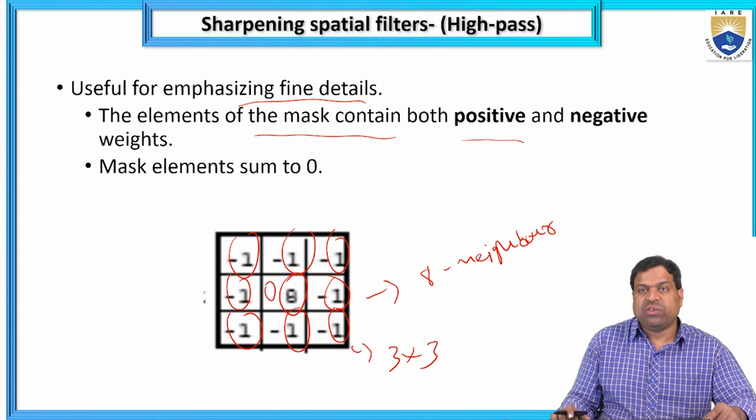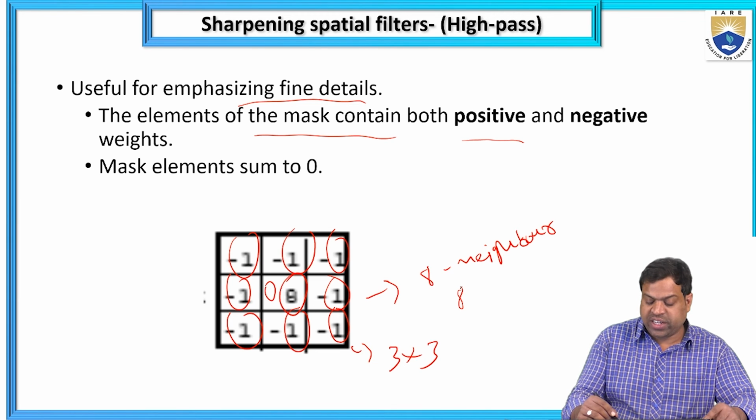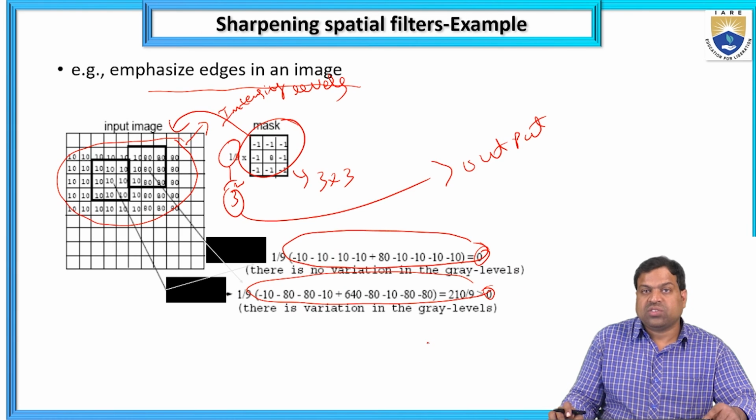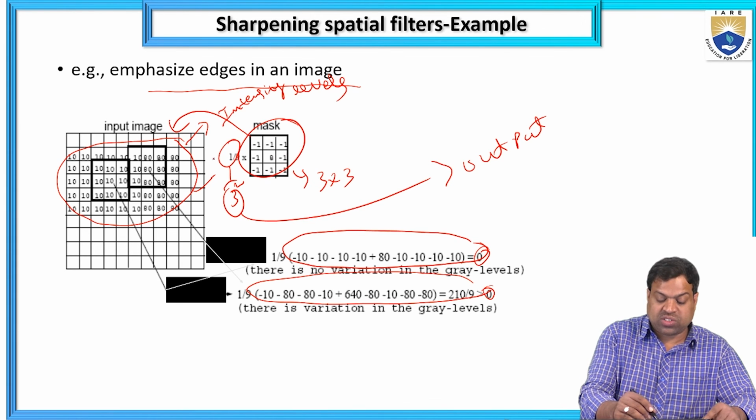So what is useful for emphasizing the details? The elements of the mask contain both positive and negative weights, and the mask elements sum to 0. So here I am taking the middle one as 0, and the surroundings as minus 1. It is an 8 neighbor or 8 adjacency, and I'm taking a 3 by 3 matrix. So, emphasizing edges in an image: the input image with intensity values, to which I apply the mask. Input plus mask equals output.